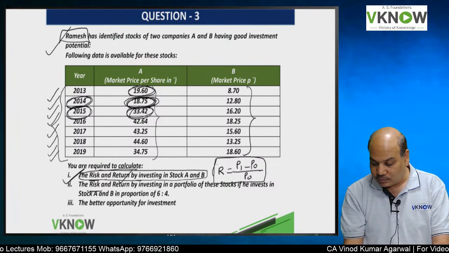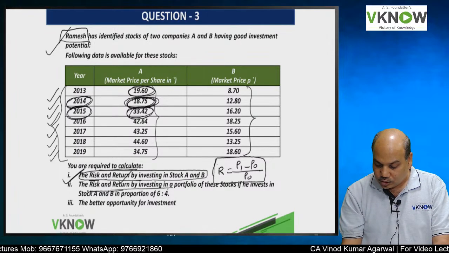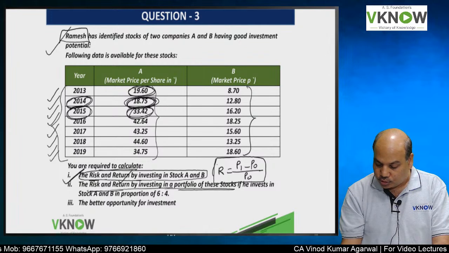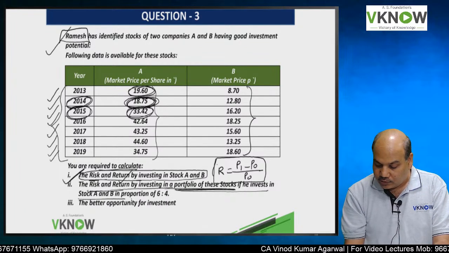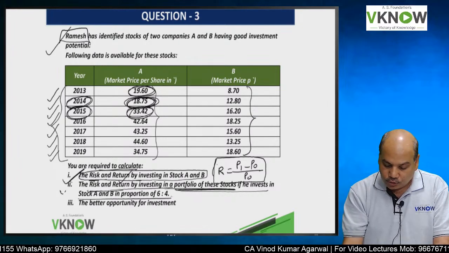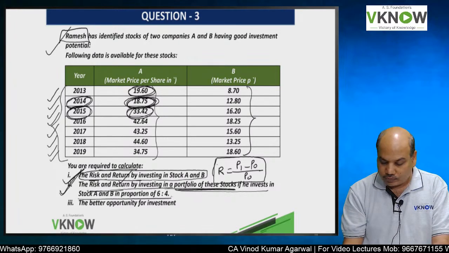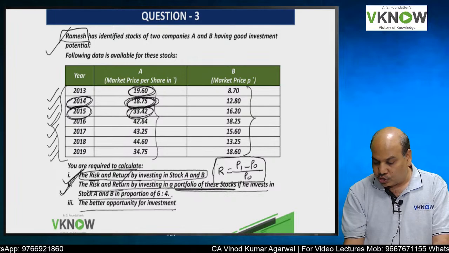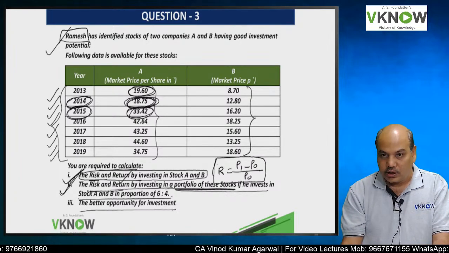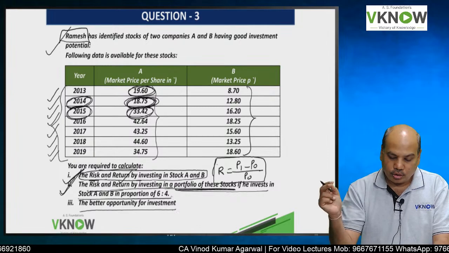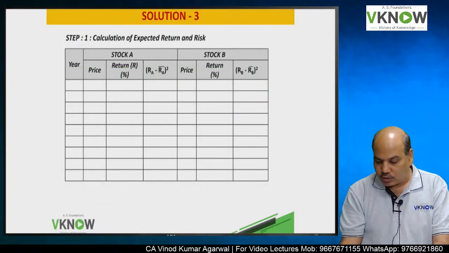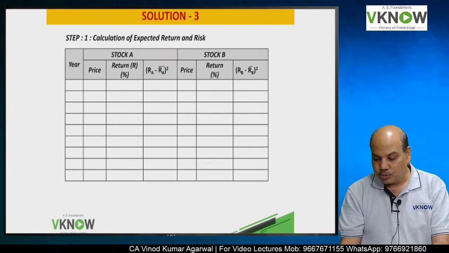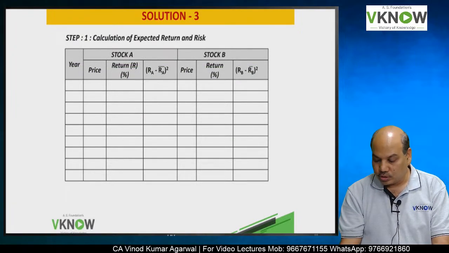Now next question, risk and return of investing in a portfolio. If the investment is in the ratio of 6:4, find the portfolio return, portfolio risk, and what is the better opportunity for investment. So whether you will invest in A or B or the portfolio. We'll solve by first computing risk and return of the two stocks.